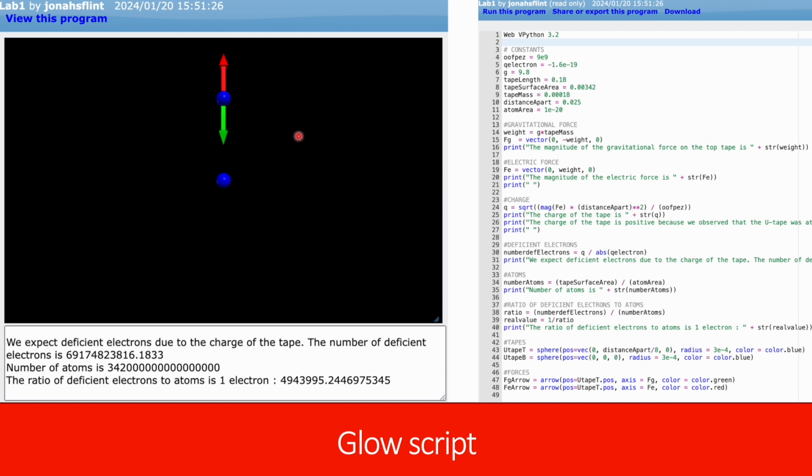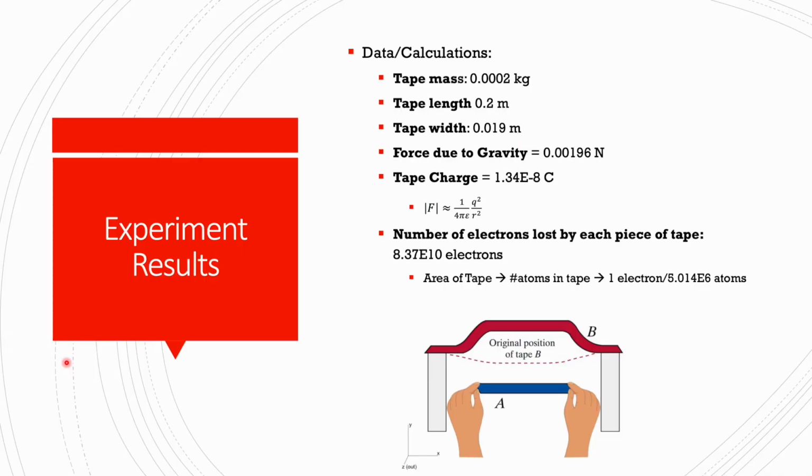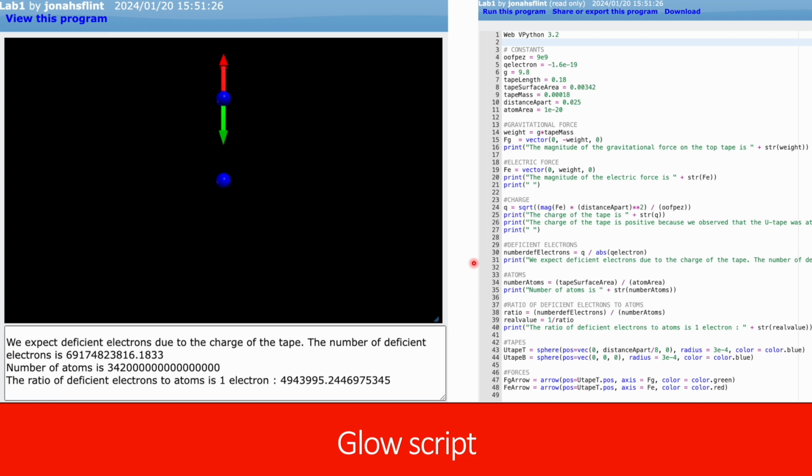In our GlowScript model here, we found that the number of deficient electrons per piece of tape was this long number here, which is in conjunction with this number here. So you can see they're relatively similar. The order of magnitude is correct, but obviously we're dealing with great scale here, so there is going to be some difference. Then we found that the number of atoms was this long number here, and the ratio of deficient electrons to atoms is about this ratio right here.